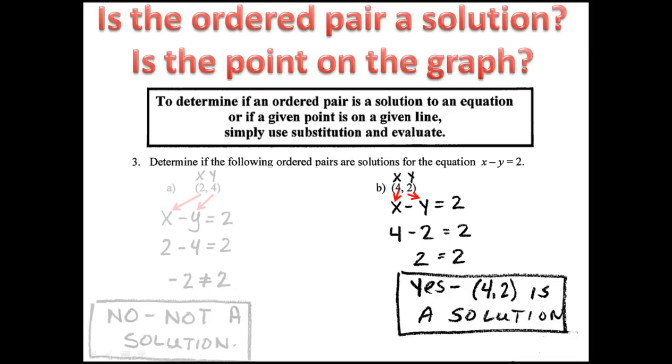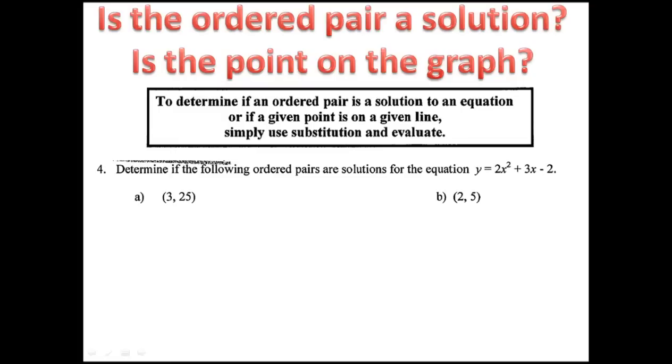Example 4, we have a parabola. It has an x squared in it. y equals 2x squared plus 3x minus 2. Please pause the video here and determine if these ordered pairs that are given are solutions to the equation. Let's take a look and see how you did.